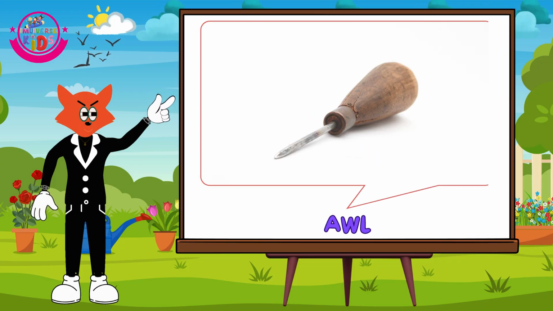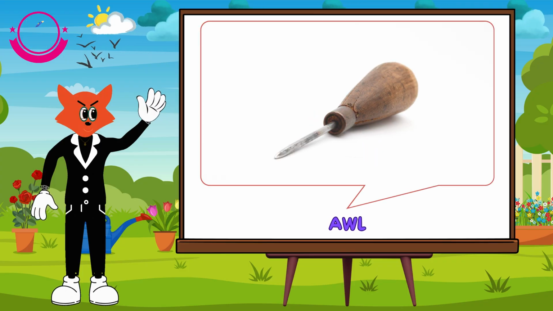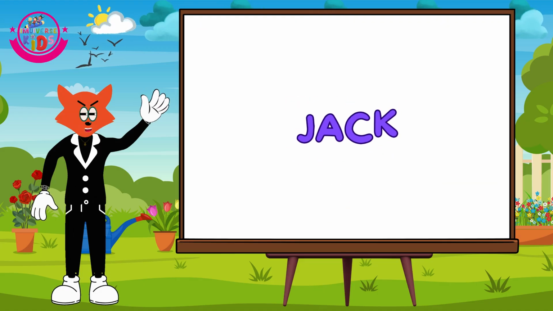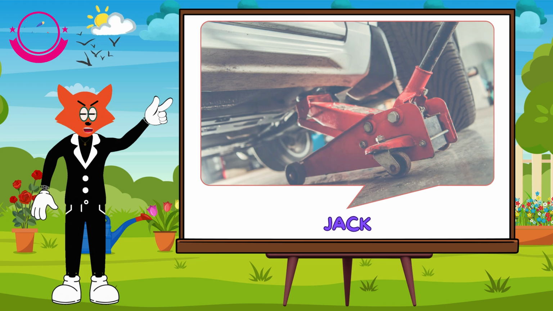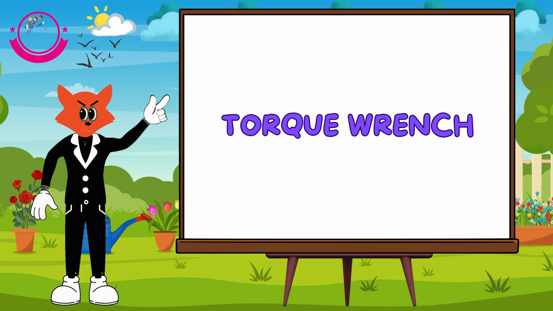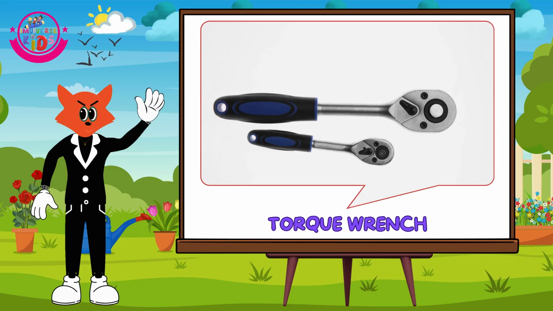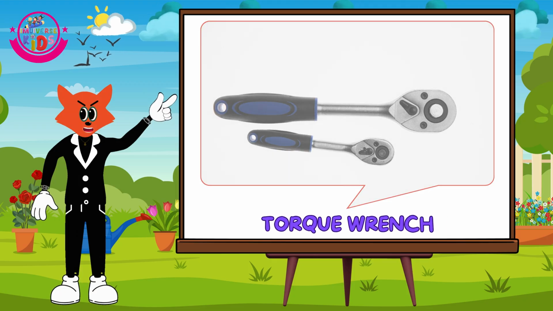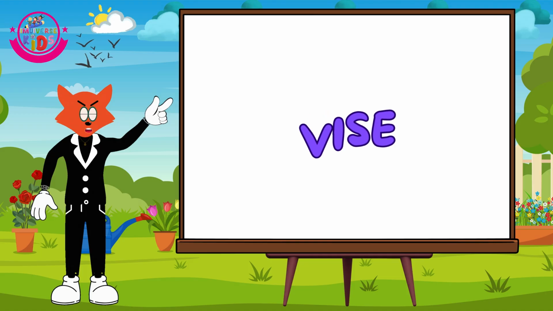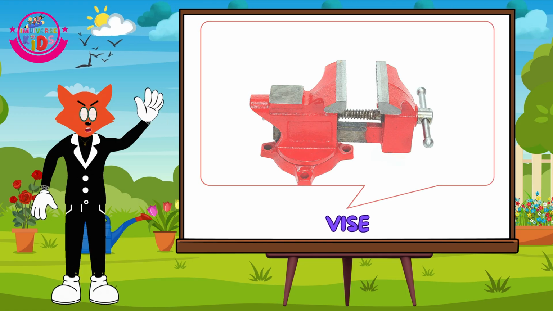Awl. This is an awl. Jack. This is a jack. Torque wrench. This is a torque wrench. Vise. This is a vise.